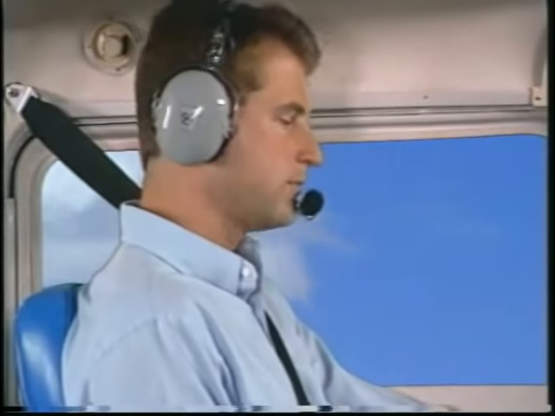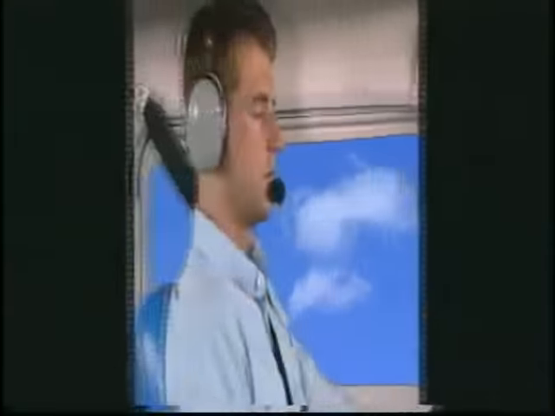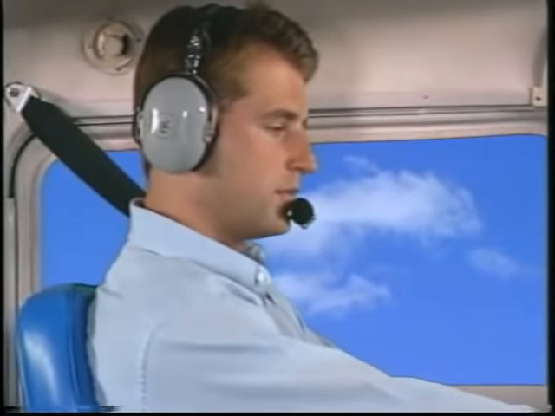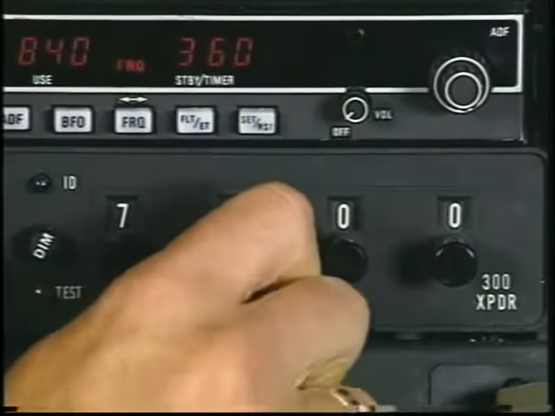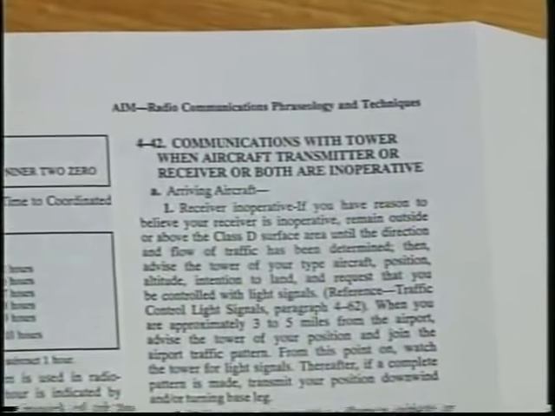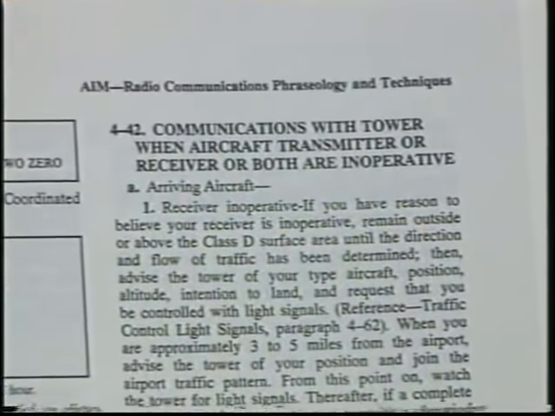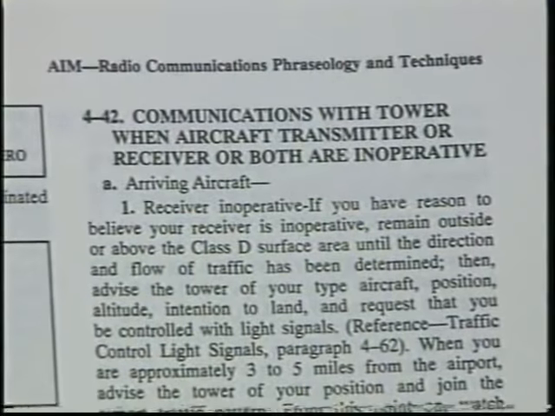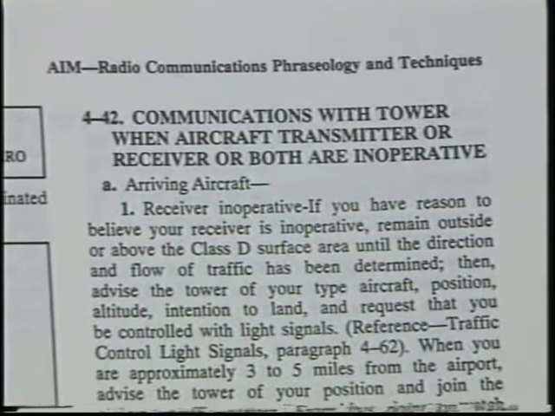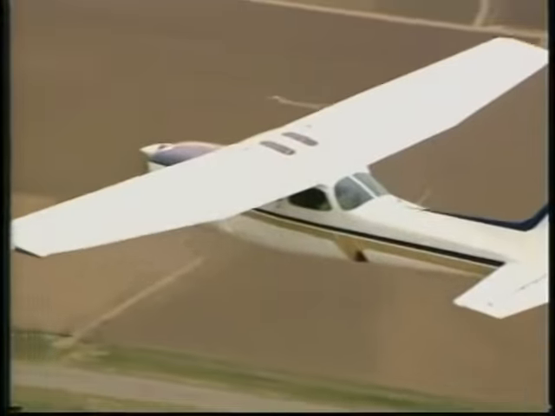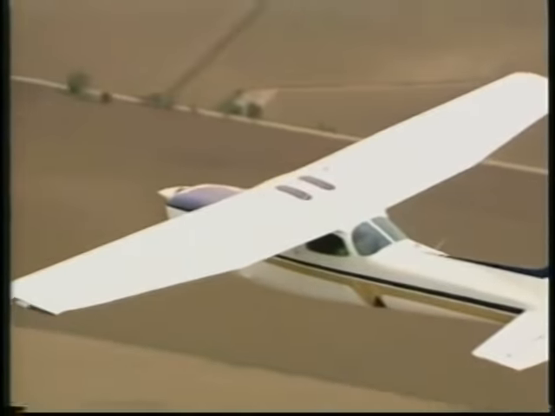Quickly determine an approximate heading, ground speed, estimated time en route, and fuel burn to the new airport. Unable to establish communications. Squawk 7600. Using the recommended lost comm procedures in the AIM, check the area for traffic and determine the flow. Assured that you're clear of traffic, join the pattern and look for light signals.